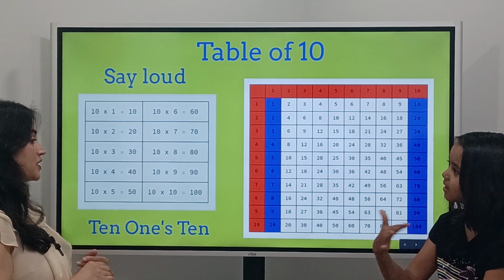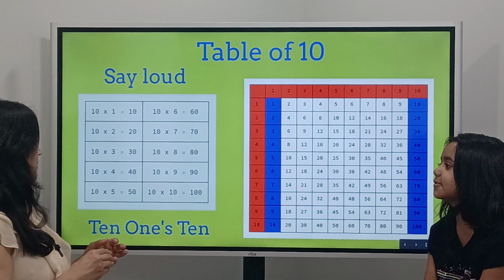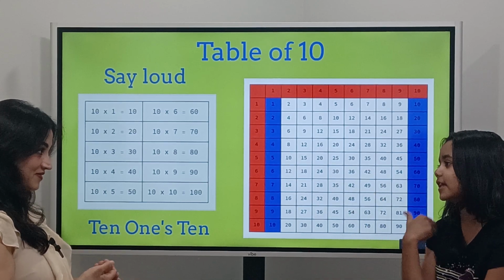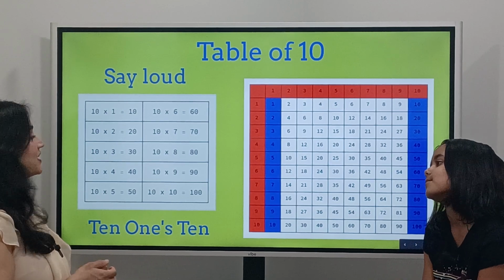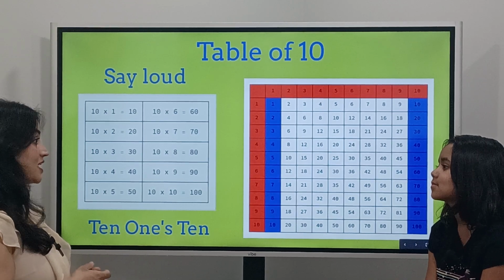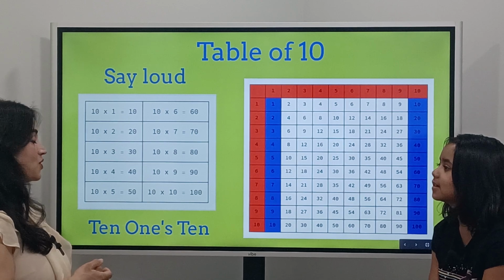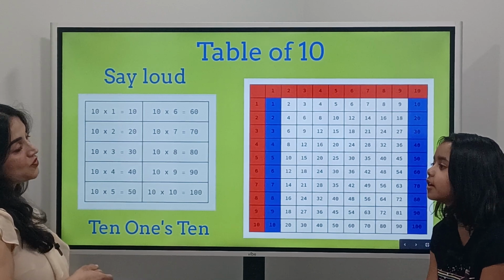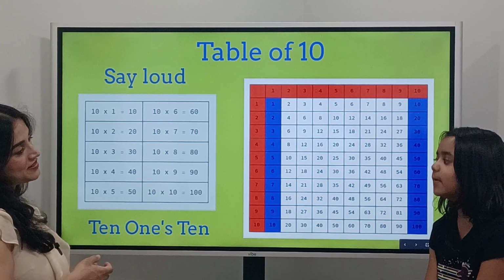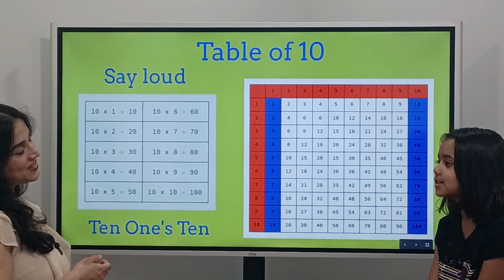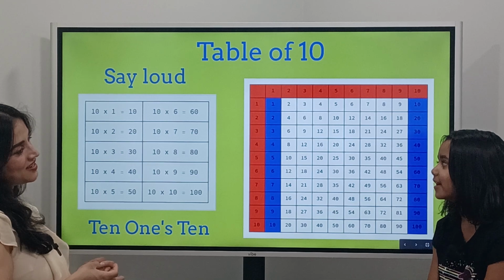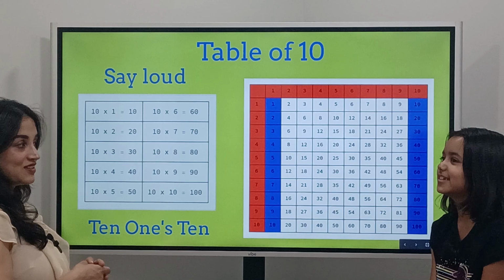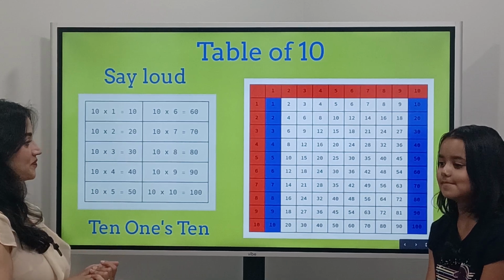Okay, so how about we do it this way, Lina? You say the equation, I say the answer. Let's say it louder. 10 ones are 10. 10 twos are 20. 10 threes are 30. 10 fours are 40. 10 fives are 50. 10 sixes are 60. 10 sevens are 70. 10 eights are 80. 10 nines are 90. 10 tens are 100. Good job.